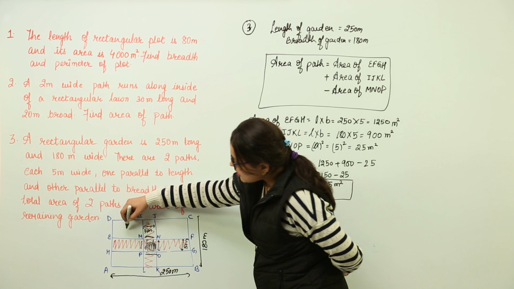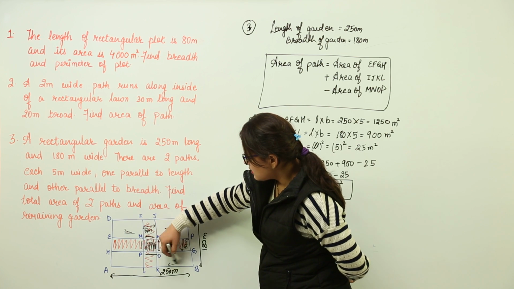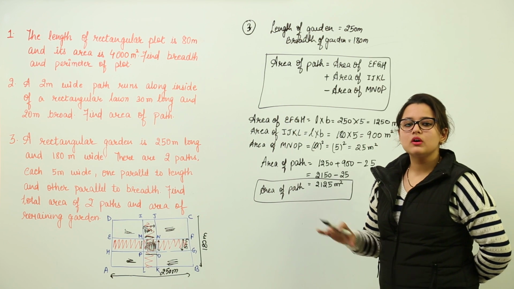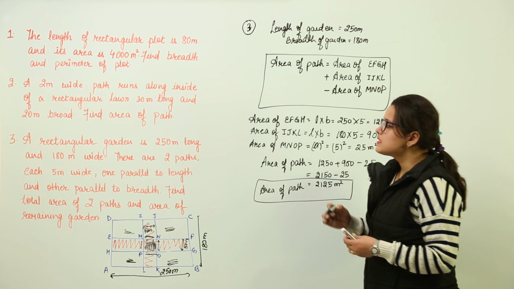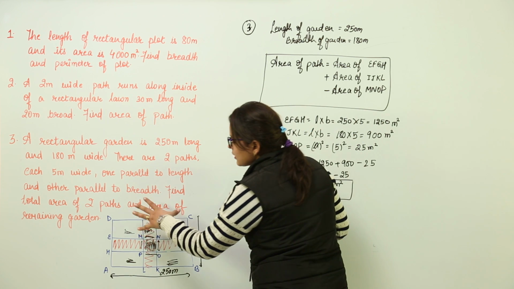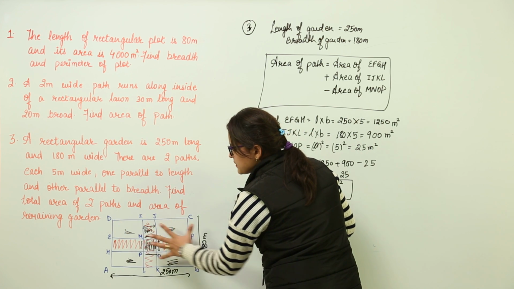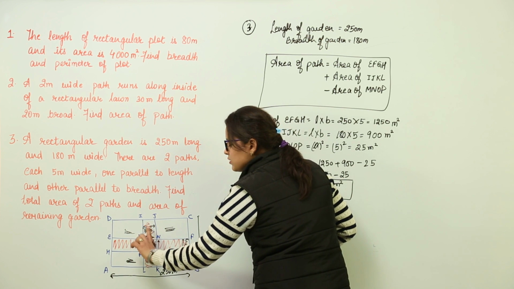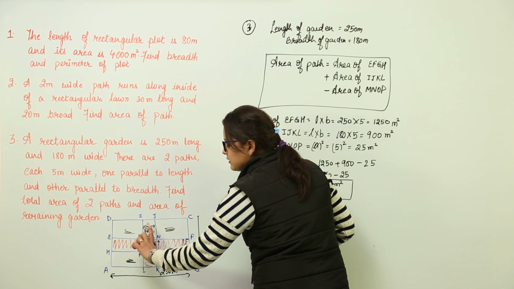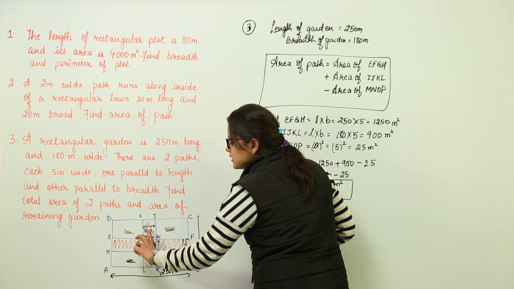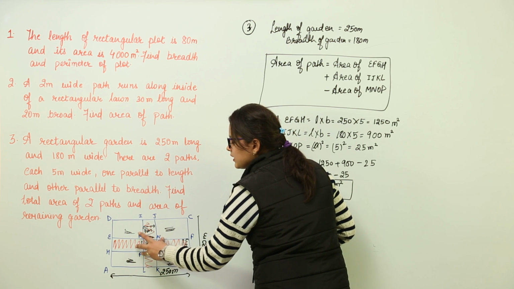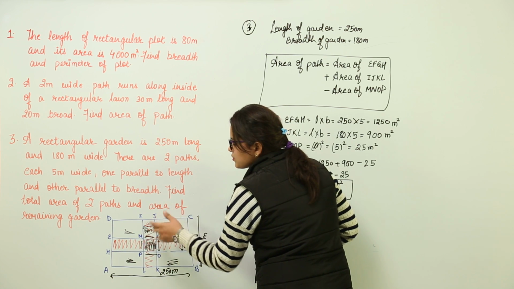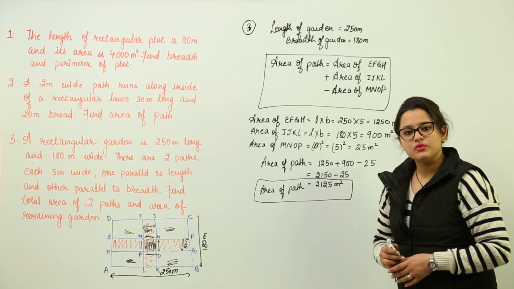The remaining garden is how much? This and these two. So that has to be found. Now how to find that out? As I discussed in the previous question, this total is representing your garden. From this total garden, you are going to take this out and take this out. If you remove this path from both, you can get the area of the remaining garden, these two as well as these two. So that is to be done for calculation of remaining garden.